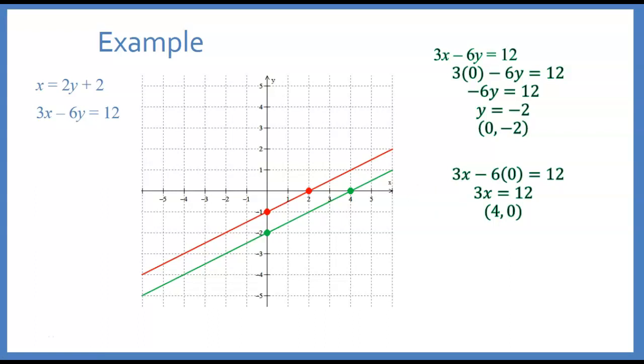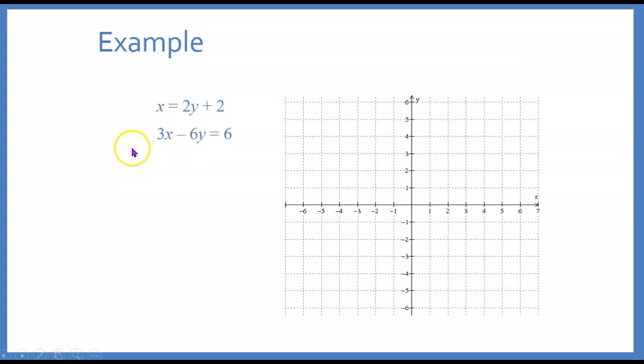Well, they don't cross. They don't have any points in common. So that means that this system here has no solution. There's no way to get both of these equations to be true at the same time. There's no pair of numbers that works in both equations. So we would say the system is inconsistent.